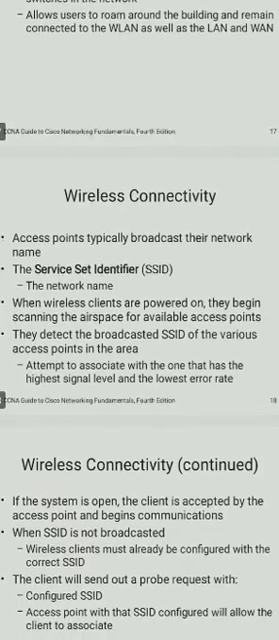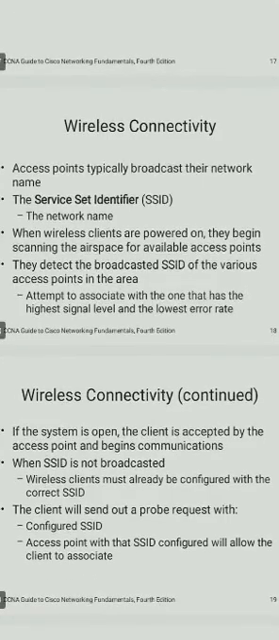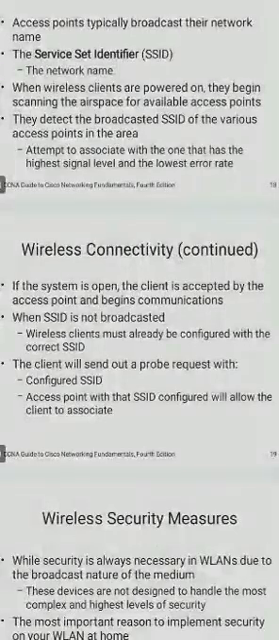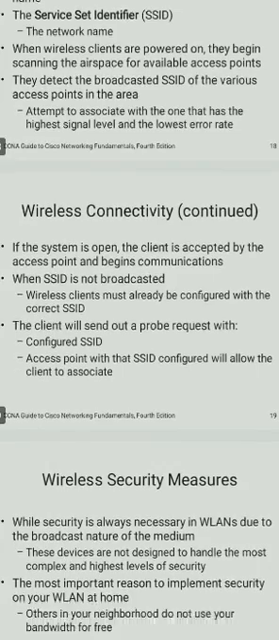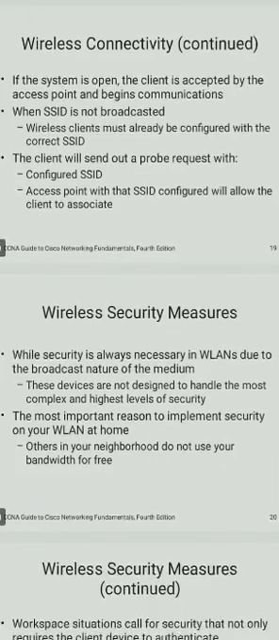When wireless clients are powered on, they begin scanning the airspace for available access points. They detect the broadcasted SSID of the various access points in the area and attempt to associate with the one that has the highest signal level and the lowest error rate. If the system is open, the client is accepted by the access point and begins communications. When the SSID is not broadcasted, wireless clients must already be configured with the correct SSID. The client will send out a probe request with the configured SSID, and the access point with that SSID configured will allow the client to associate.